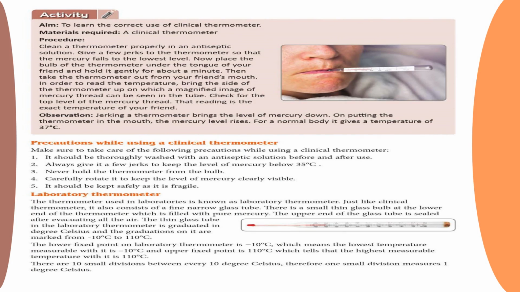Precautions while using a clinical thermometer. A clinical thermometer should not be used for any object other than the human body. There are some precautions which are to be observed while reading a clinical thermometer. First one, wash the clinical thermometer before and after using, preferably with an antiseptic solution. Second, ensure that the mercury level before using the clinical thermometer is below 35 degrees Celsius.